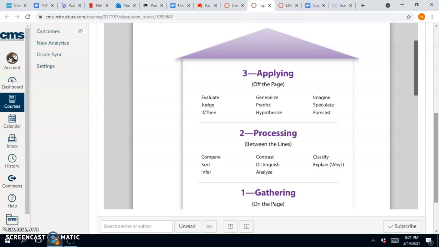Once you successfully get past step two of processing, then you go to step three, or level three. You can now apply it without looking at the page. You can have a conversation with the teacher or with another student or family member without looking at your notes. When you are at that stage, then you can say you successfully have learned a particular lesson. It is here at level three that you can evaluate, you can judge, you can use logic. If this, then this. You can generalize, you can predict, you can hypothesize, imagine, speculate, and forecast. This is when you become the expert at level three.